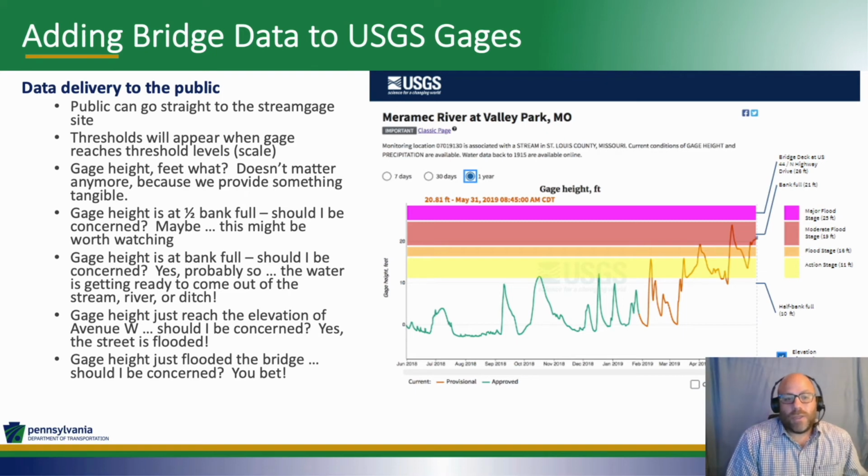Gauge height just reached the elevation of Avenue W or Avenue H or your local church street, whatever it may be. Should I be concerned? Well, yes, the street is flooded. You should be beginning to cut off access. Again, same thing for the last bullet for the bridge deck threshold. The gauge height just flooded the bridge. Should you be concerned? Absolutely. Cut off access.